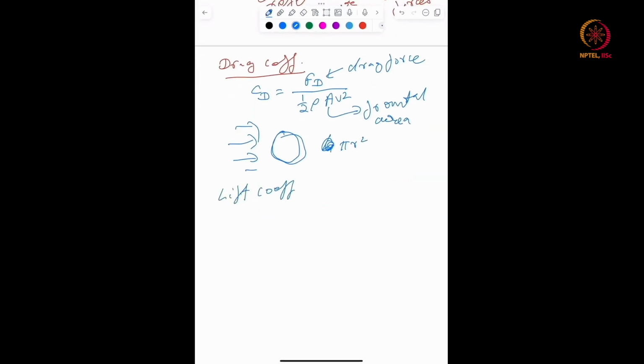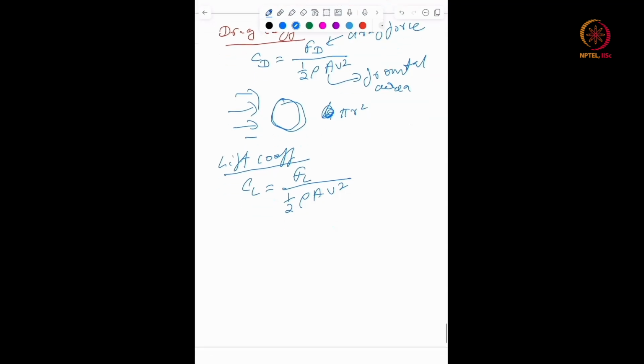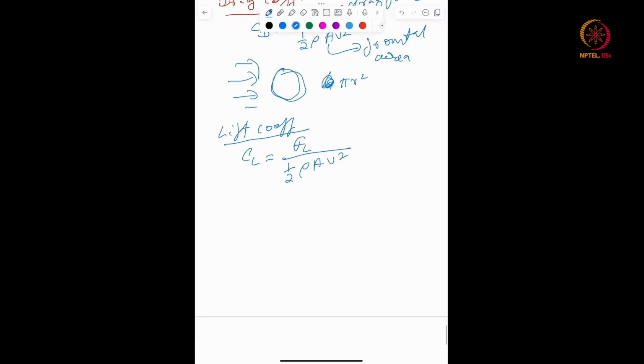The lift coefficient CL is equal to FL, the lift force, divided by half rho A V square. So that is the lift force that you can see. It represents the ratio of the lift force and the inertia force. So this is the lift coefficient.